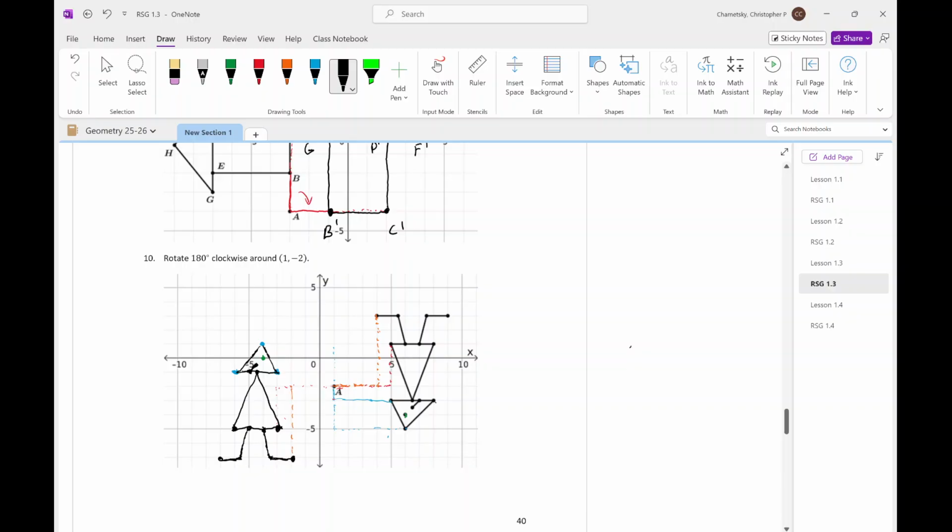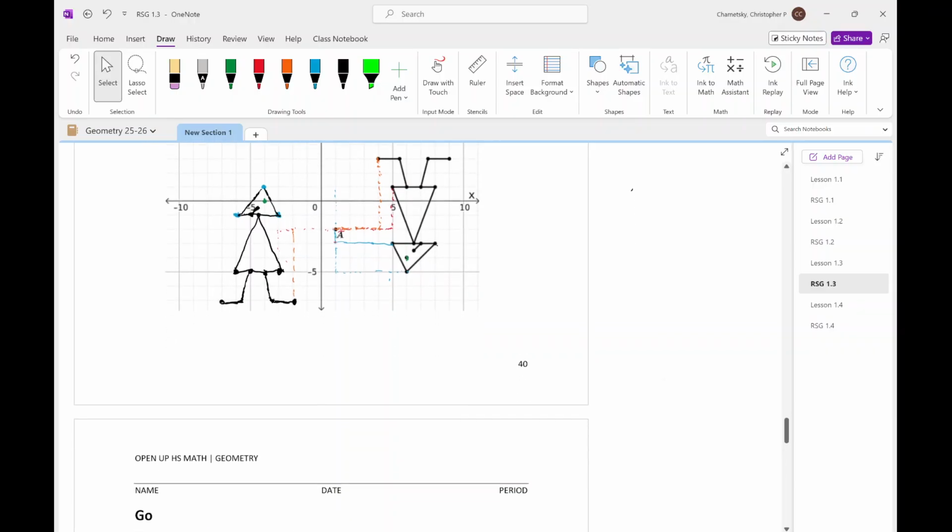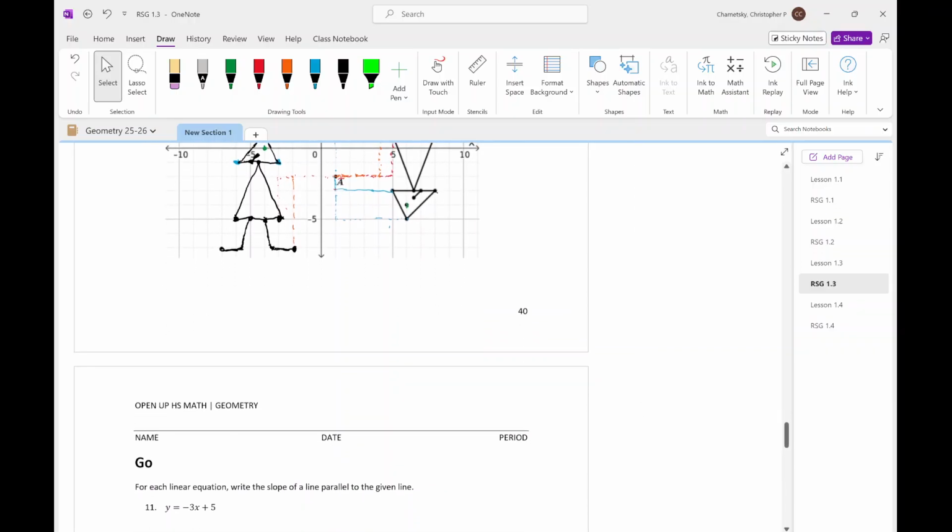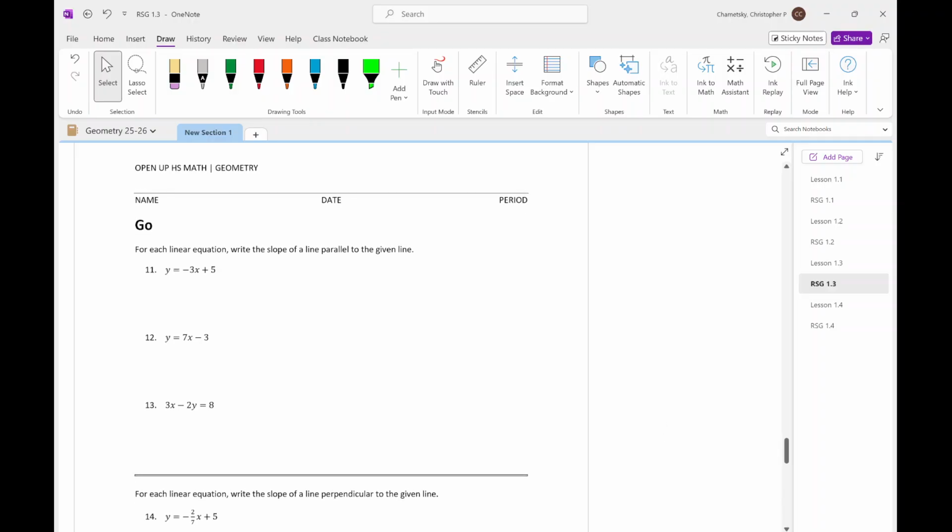And there's our drawing, flipped around 180 degrees around point A. Okay. For the go, 11, 12, and 13, write the slope of a line that is parallel. So I don't need the equation, I just need to look at the slopes here, okay? So parallel means same slope.